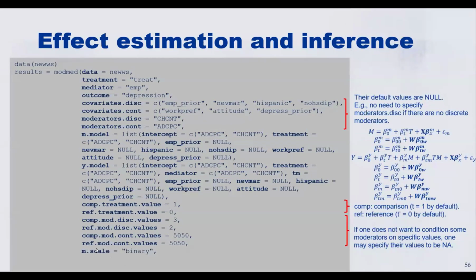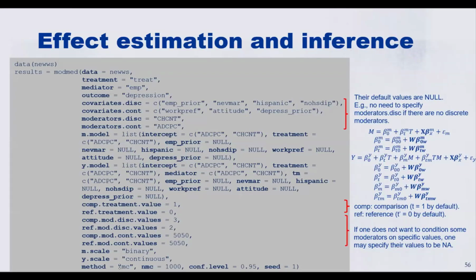And the scale of the mediator is binary. The scale of the outcome is continuous. And the estimation method is Monte Carlo method. And the number of Monte Carlos is 1,000. And the significance level is 0.05, so the confidence level is 0.95.